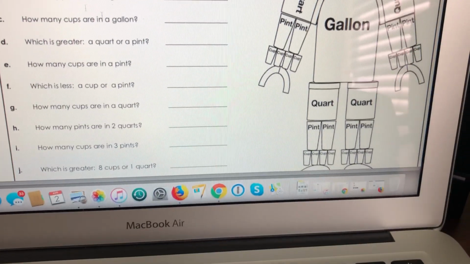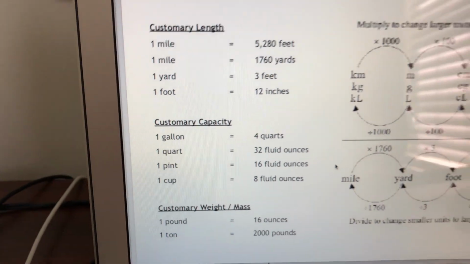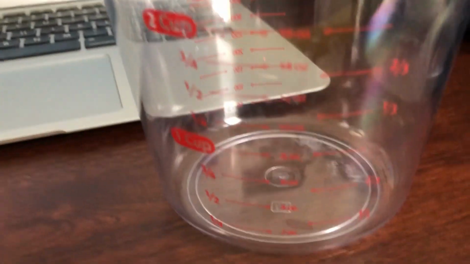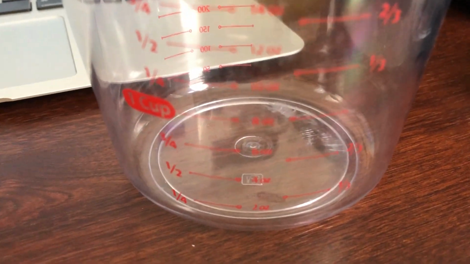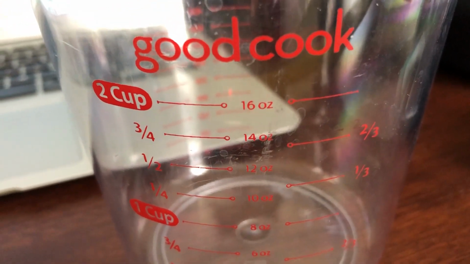I'm also going to show you a measuring cup because it shows you 8 fluid ounces in 1 cup. So let me show you 1 cup on a measuring cup right there, and it tells you right on the measuring cup. If you can see that. That's a little bit better. 8 ounces for 1 cup. 16 ounces for 2 cups. So 2 cups is 1 pint.